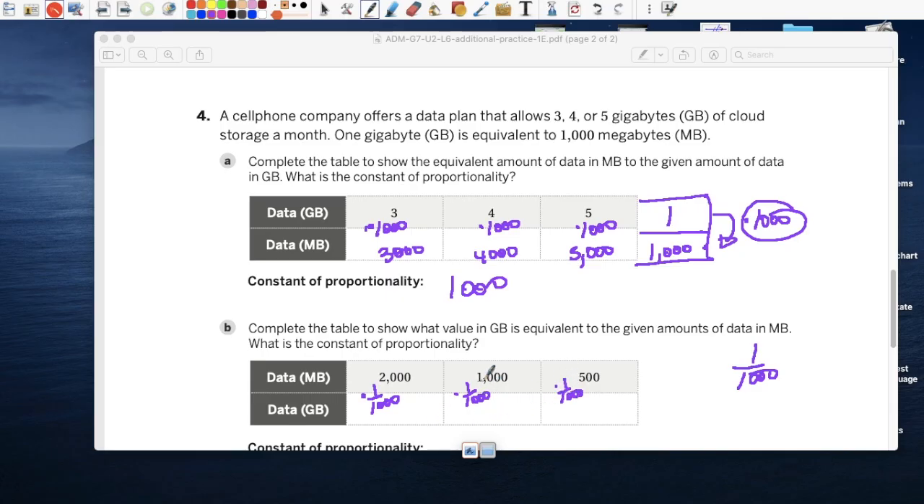Okay, so 3,000 times 1/1,000 is going to be 3. Sorry, 2. 2,000 times 1/1,000 is just going to be 2. So 2 gigabytes, 1 gigabyte, and 0.5 gigabyte. Okay.